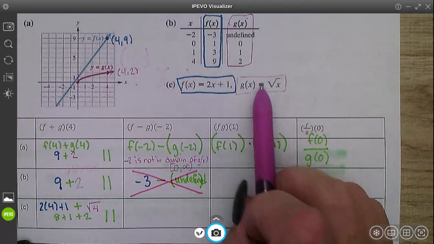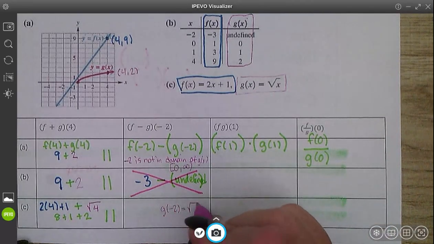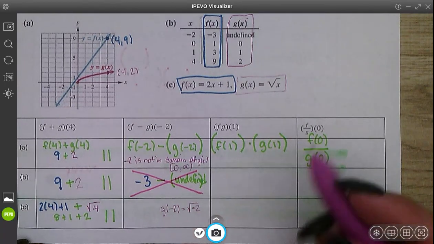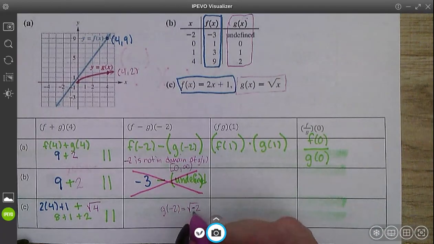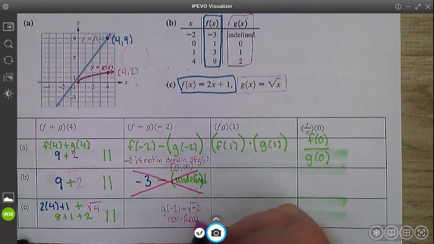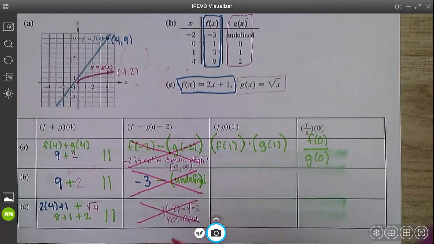What would happen if I tried in the equation? G of negative 2 would be the square root of negative 2. And if we remember that from chapter 2, I think it was, chapter 1, I don't know, long time ago, when we have a negative inside the radical, that's going to be a non-real answer or an imaginary value. So we can't do any of these. So this whole column is off limits.